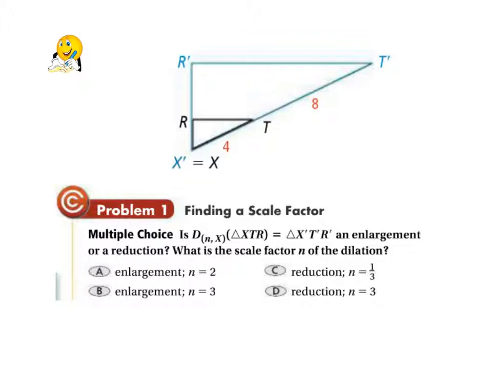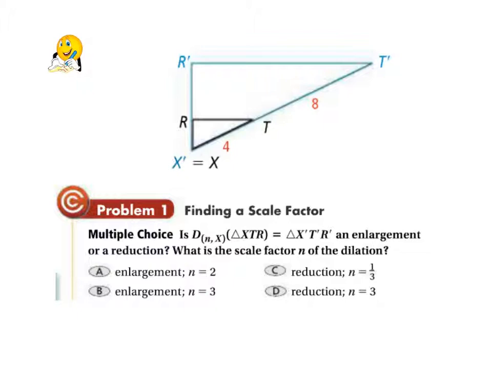All right, so let's look at this one. A big thing is to notice, like this is a multiple choice, pay attention to whether it's an enlargement or a reduction. Looking at this, the black figure is XRT, right here, and then here's our X prime, R prime, T prime. So it looks like it's getting bigger, so I know it's one of these options. Now, how much bigger is it getting?